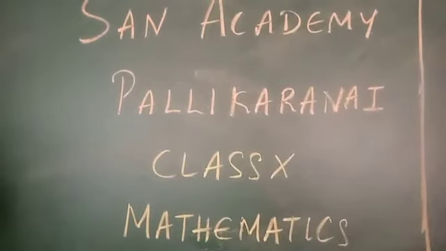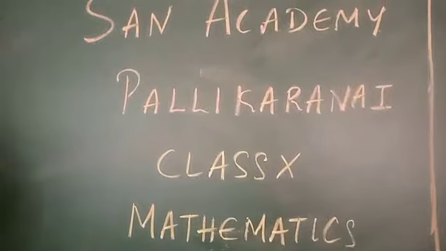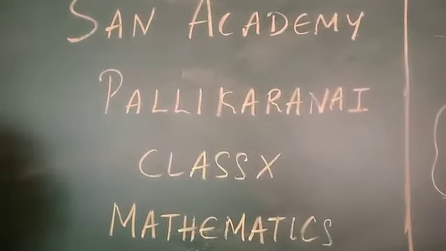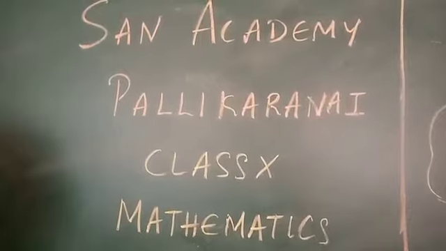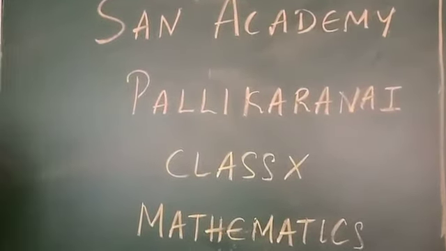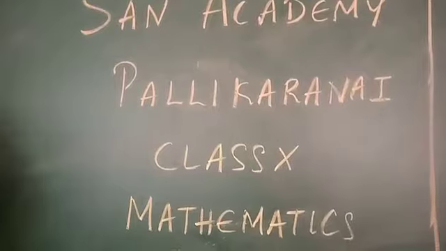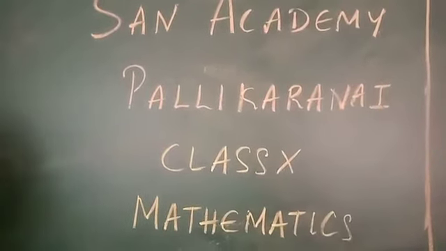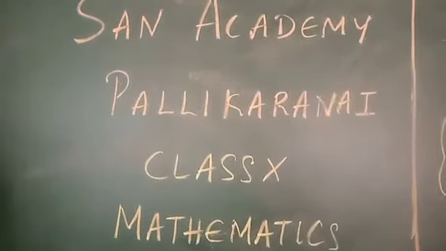Today we are going to learn chapter 4, quadratic equations. Before going to the chapter, let me recall some concepts we learned in chapter 2, polynomials. So you know a polynomial is a combination of terms, variables and constants. A term consists of variables and constants. Variables are alphabets and constants are only numbers.